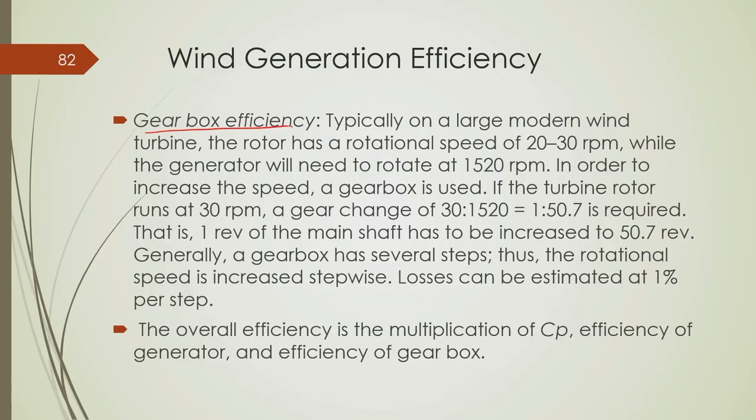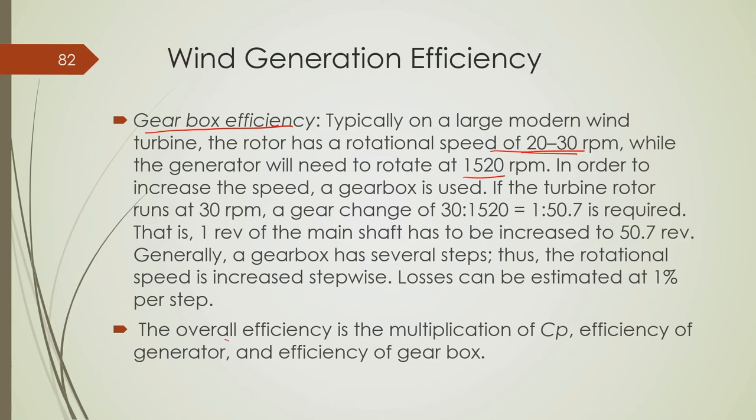One is called gearbox efficiency. As I mentioned, why we require a gearbox: the rotor of the wind turbine typically rotates not at a very high speed, only 20 to 30 rpm, and the generator needs a rotation somewhat closer to 1500 rpm. So you have to change the speed from 30 rpm to close to 1500 rpm, and that speed change is possible by using a gearbox. So we have to have a gearbox in a typical wind turbine, and the overall efficiency of the wind turbine also depends upon the gearbox efficiency.